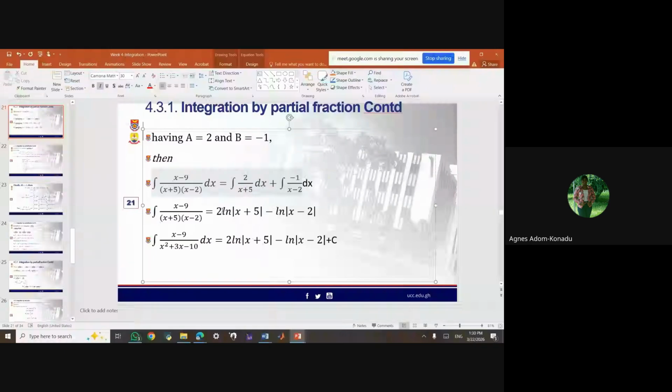Okay. So when I integrate, this will be 2 ln s plus 5 minus negative, so that it is negative 1, so negative ln s plus 2, then all plus c. Okay, so that's the final answer we have here.